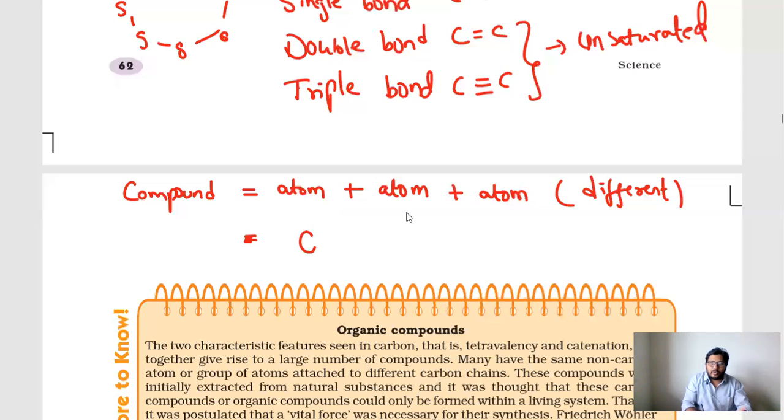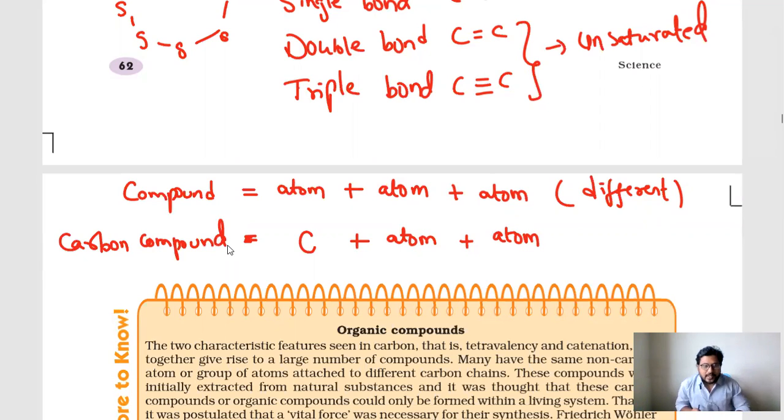Now, if one of the atoms is carbon, in these 3 or 4 or 5 or 2, and another thing is maybe some other atom, maybe oxygen, maybe hydrogen, maybe sulfur, chlorine, bromine, iodine, etc., then this compound is known as a carbon compound. That is the main difference we have to understand. So what is the difference between compound and carbon compound? In a normal compound, there will be a combination of 2 to 3 different atoms. What is a carbon compound? In that combination, if one of the atoms is carbon, then that is a carbon compound.